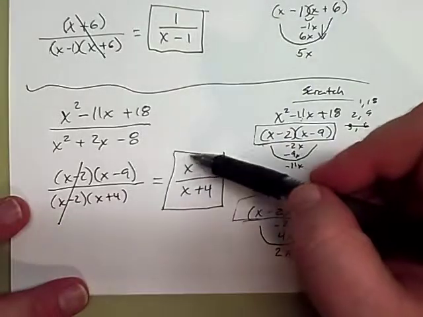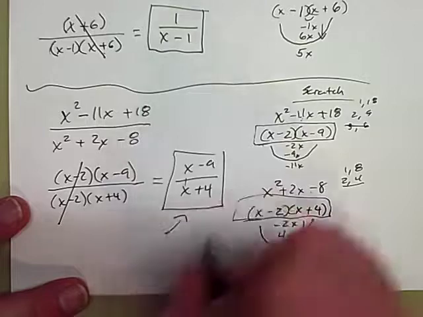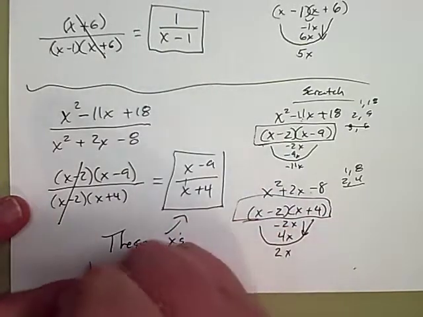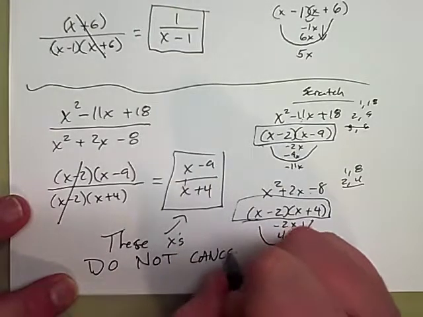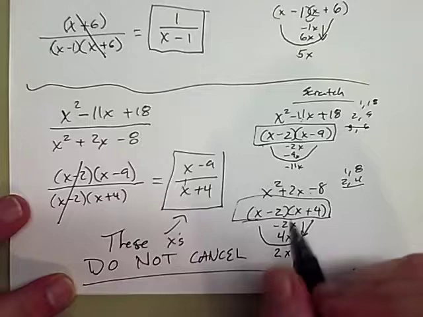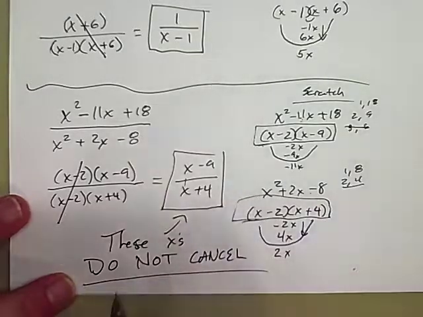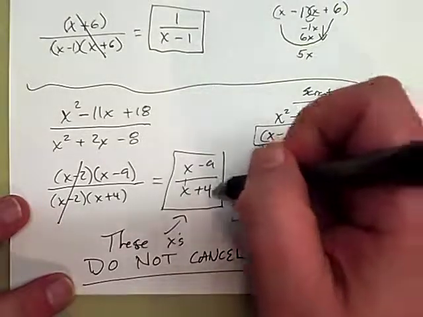Now, some people are going to look at this and say, ooh, well, those x's are going to cancel too. These x's do not cancel, because it's a binomial divided by a binomial. They do not cancel because it's a binomial divided by a binomial.